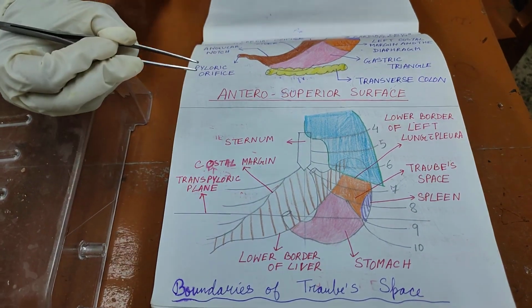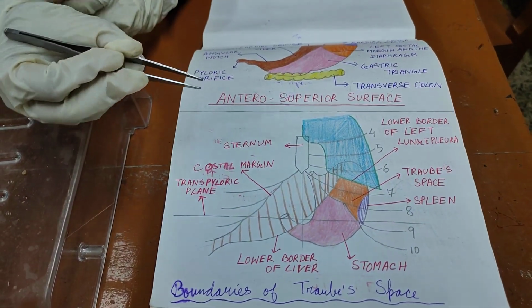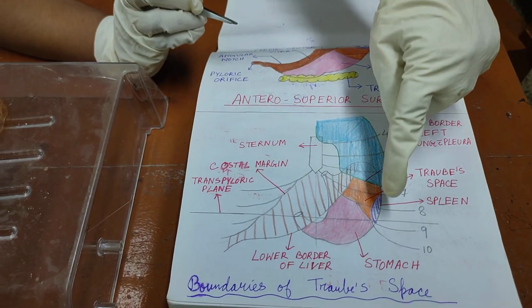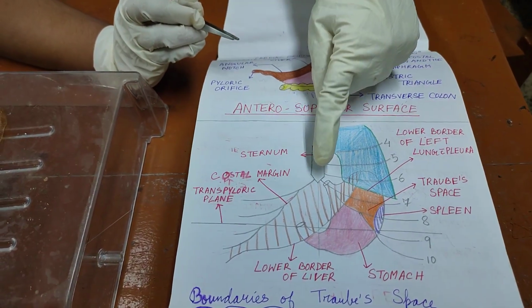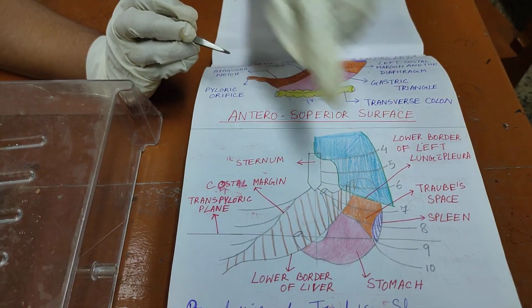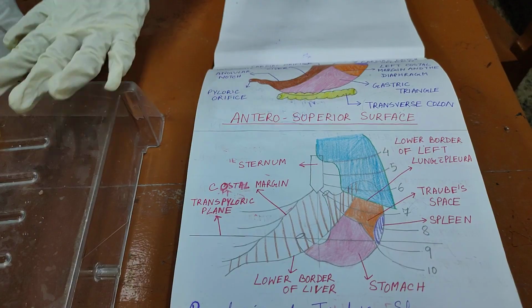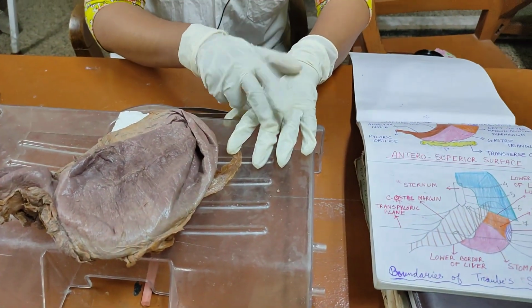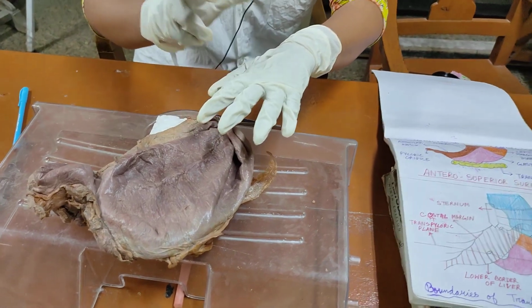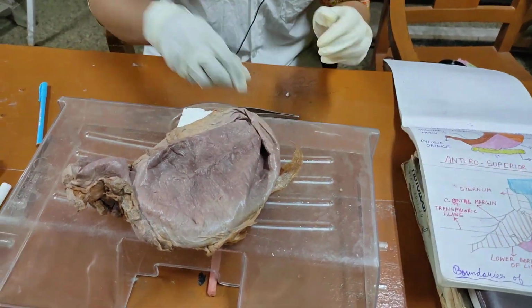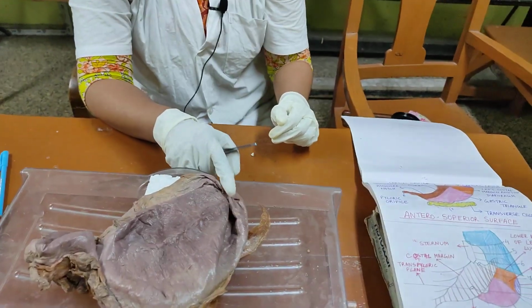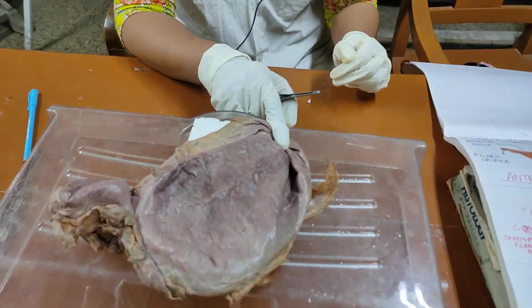If we look at the boundary, above is the left lung, below is the left costal margin, on the left side is the spleen, and on the right side is the lower border of the left lobe of the liver. What is the importance of this Traube's space? This is the site for percussion. When we perform percussion on the Traube's space, due to the presence of air within the fundus, there will be production of a resonant sound.